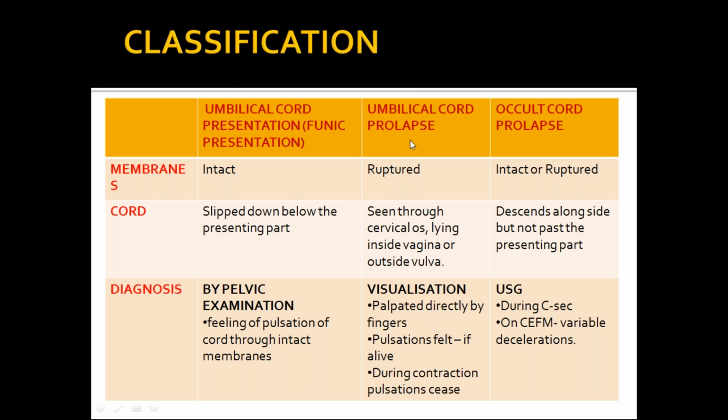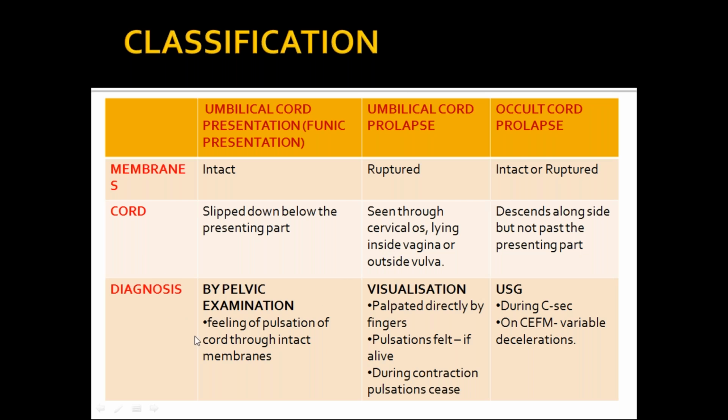Then umbilical cord prolapse can be seen through the cervical os, lying inside the vagina, or outside the vulva also we can diagnose cord prolapse. It is descended along, but not past, the presenting part. So I already told you, in occult the umbilical cord is present side by side but not beyond the presenting part. Beyond the presenting part is the unique presentation. Complete down outside is complete cord prolapse.